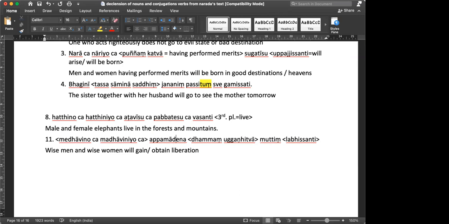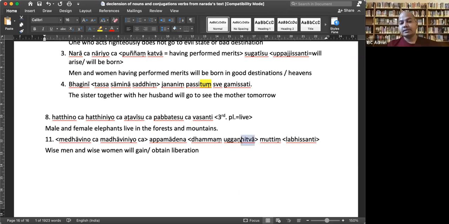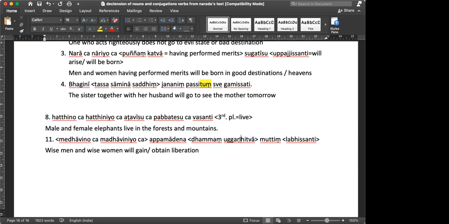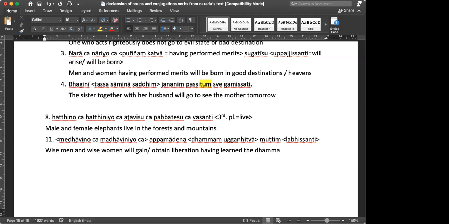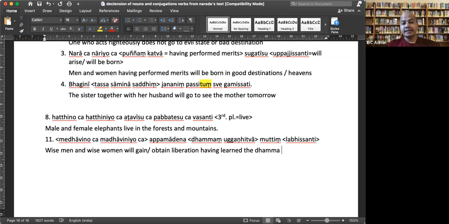Appamadena dhammang ugganhitva. This is the first action that they need to take up before getting liberation. Ugganhati means learning, right? Ugganhitva, having studied, having learned the Dhamma, will obtain the liberation. Appamadena. How?